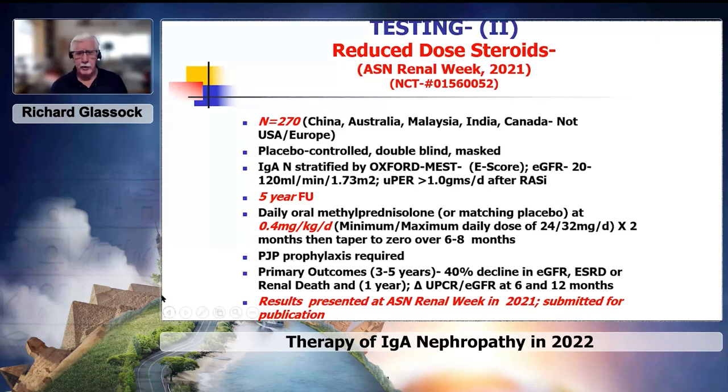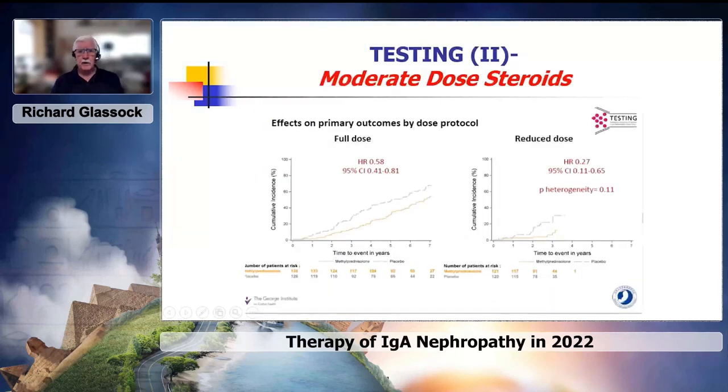The results were published during Renal Week in 2021. They've not yet been published in full, but I'm certain they will be soon as they have been submitted for publication. Those of you who attended the ASN meeting virtually know that the testing moderate dose trial was clearly a positive trial with striking benefits in terms of the hazard ratio for primary outcomes of decline in GFR or end-stage kidney disease in both the full dose, which had been shown previously, as well as the reduced dose.